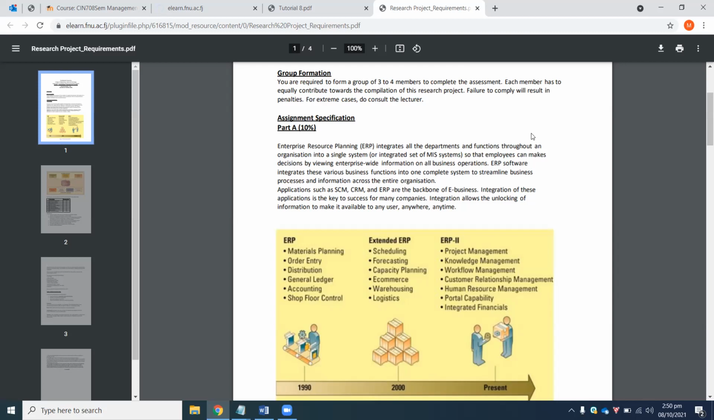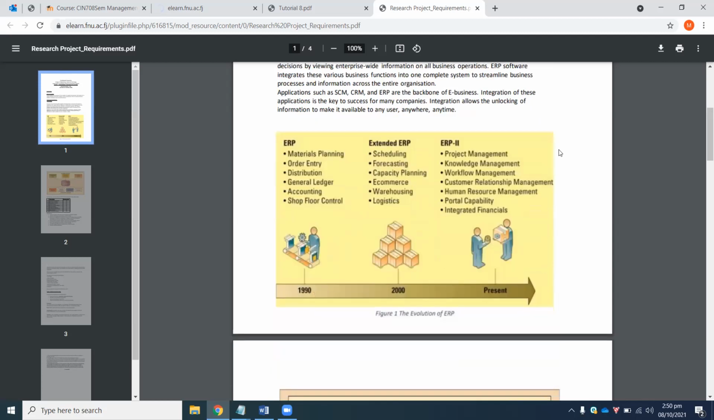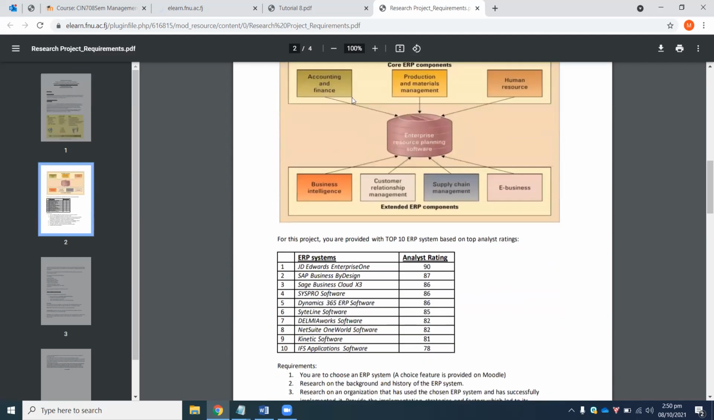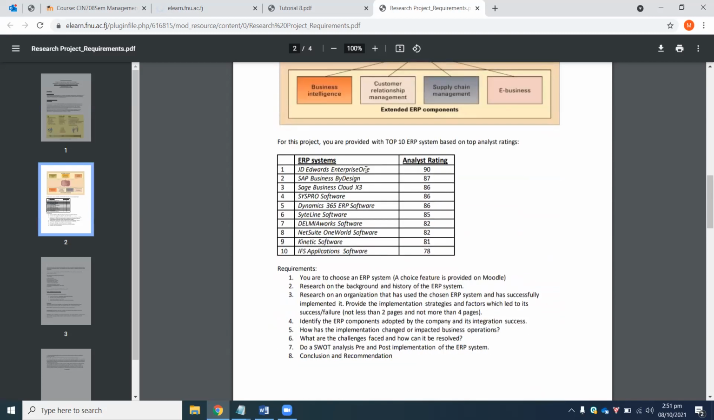Integrate means to combine something together. So when you combine these 3 applications, you are unlocking a world of possibilities. You are making the information available to almost anyone, anywhere, anytime, in mobile phones, in laptops, in computers, in different organizations, on the internet, extranet, or over the internet, anyhow. Now this is a direct snippet from the lecture notes.